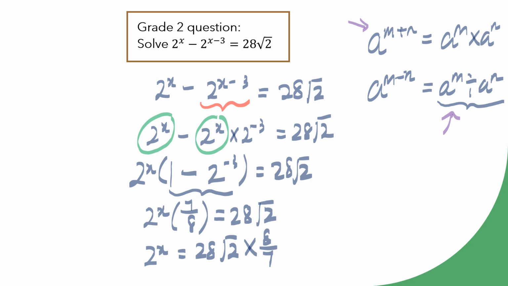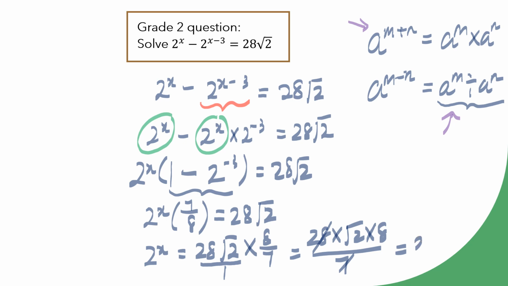So you write 28 square root 2 as a fraction, will be 28 square root 2 over 1. So if you multiply the numerators and multiply the denominators, this is what you get, right? Then 28 can divide by 7 to give you 4. Then 4 times 8 will be 32 square root 2. Okay?